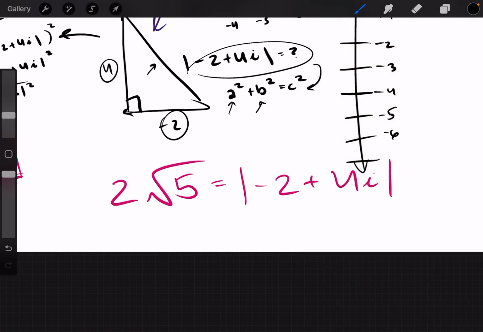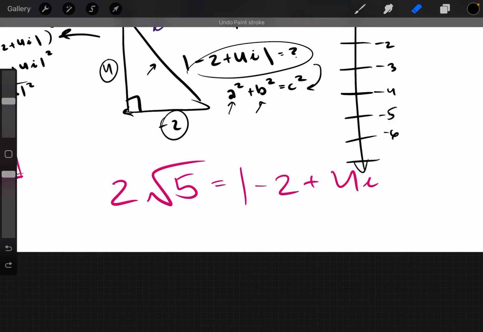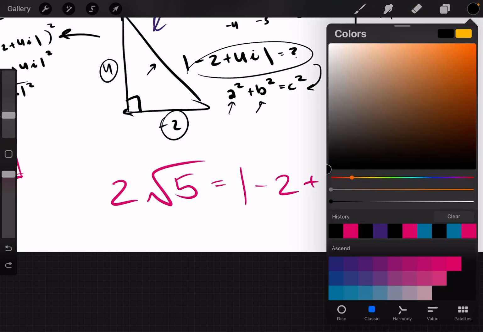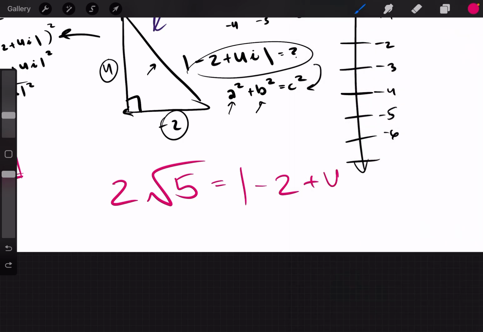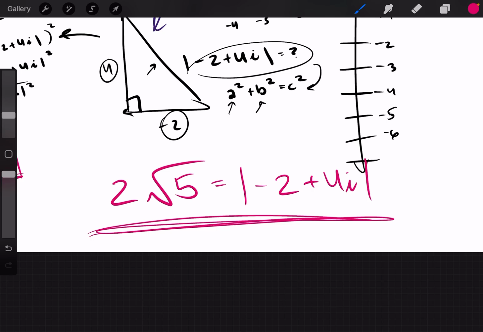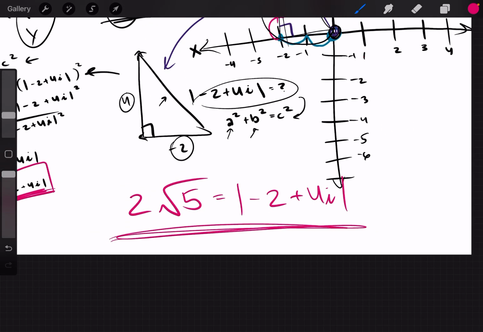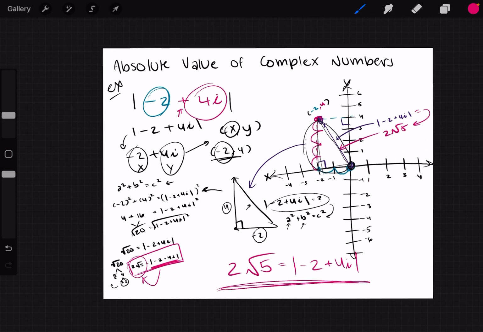This is our answer. Let me erase this little portion. Okay, sorry. This should be the answer: 2 radical 5 equals the absolute value of -2 plus 4i.